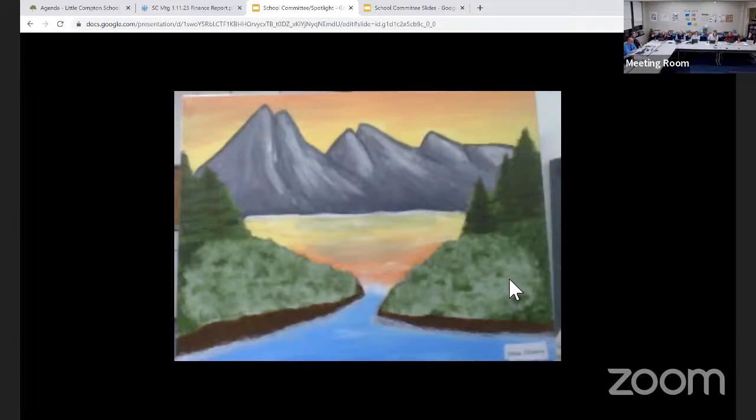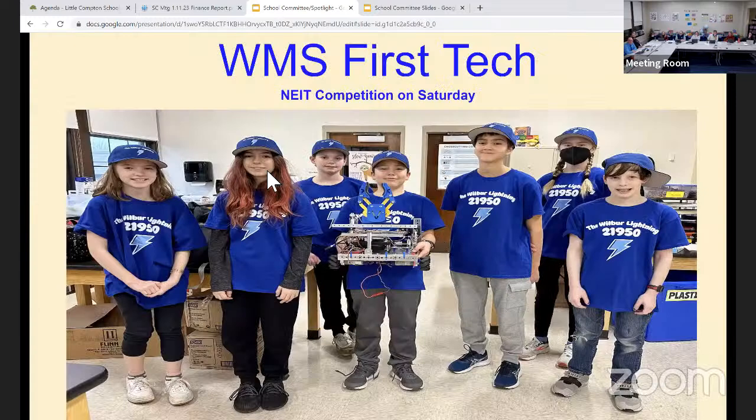This coming Saturday, we have our competition. It's Wilbur McMahon First Tech. First Tech is an organization, a robotics organization in the state. Our students, these are just 7 of them. I believe there's a total of 12, 7th and 8th graders. And they built, you can see that robot in front that has these multi-directional wheels and a little claw.